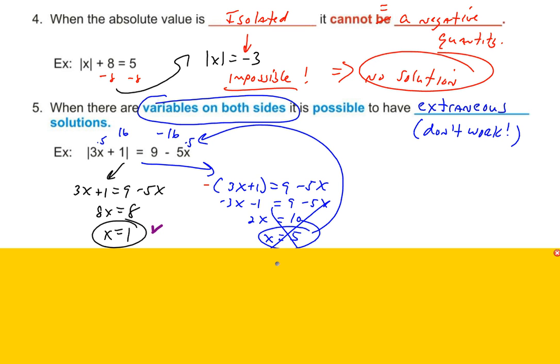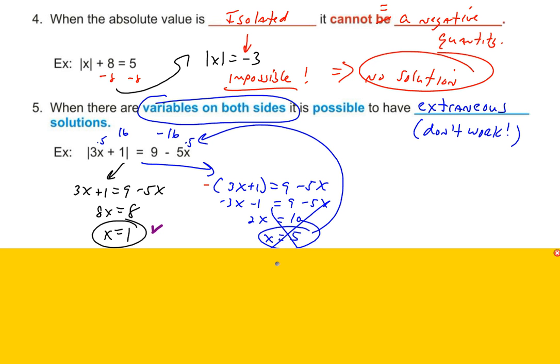Extraneous. I cross it out. I don't include it. It's an extraneous answer. It doesn't work. It's not true. Now, the math was right, but again, it was a situation where it doesn't work mathematically. When do you have to go through this? When there's variables on both sides.